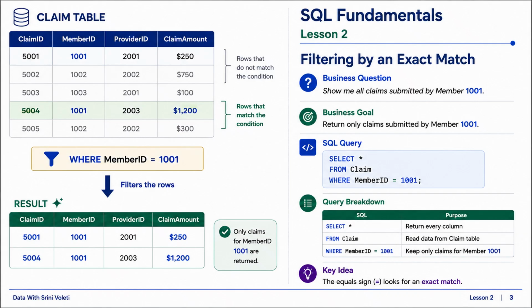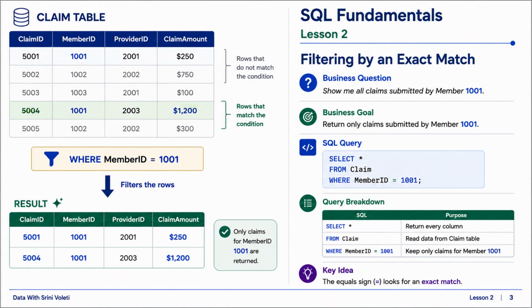Now let us look at the SQL statement. Select star from claim where member ID is equal to 1001. The select statement tells SQL we want to return every column. The from clause tells SQL which table to search, and the where clause specifies the condition that determines which rows are returned. Notice the equal sign. The equal sign searches for an exact match. Only rows where the member ID is exactly 1001 satisfy the condition. Every other row is excluded from the result.